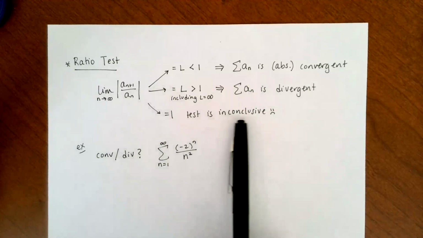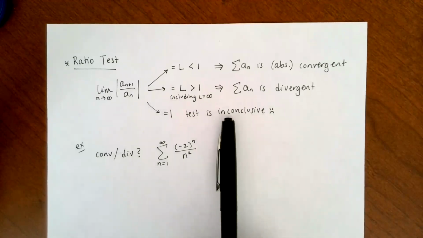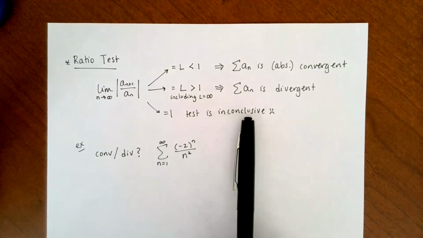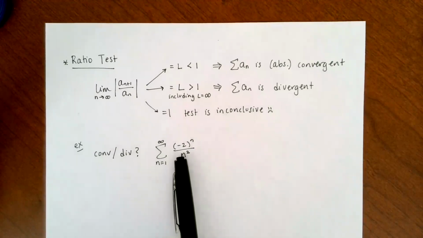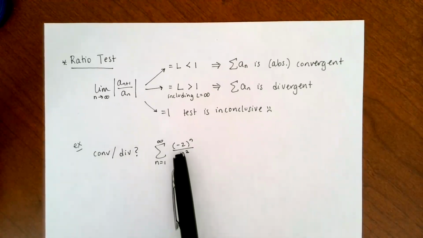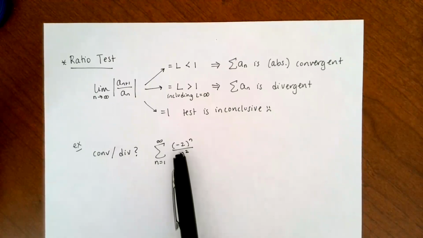The test being inconclusive means you still have not answered the question, converge or diverge. You have to try another test to try to figure it out. Okay, so I'm going to do 2 examples with the ratio test, and then we'll come back and talk about the differences between that and the root test.